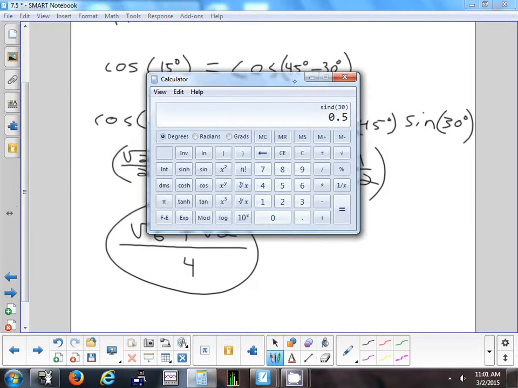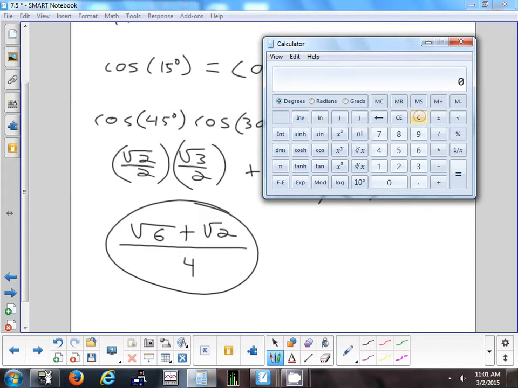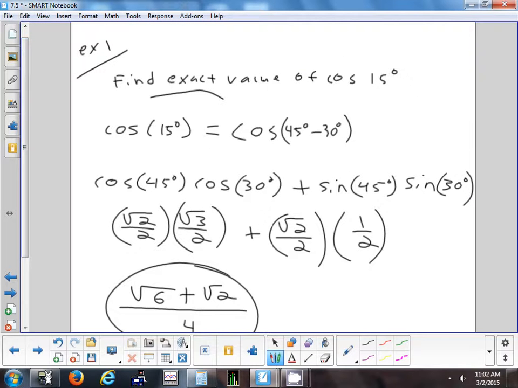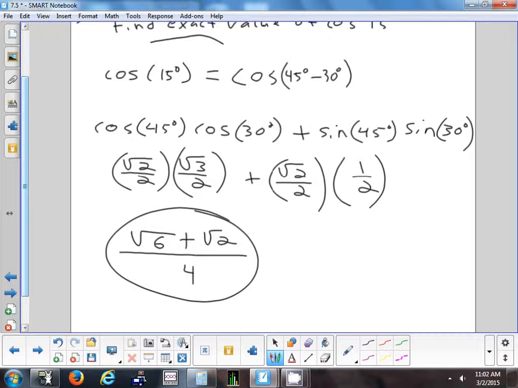What's nice about this? It's very easy to check. Take 15. The cosine is 0.9659. Let's type this in and see if we get the same thing. Square root of 6 plus square root of 2, divided by 4. 0.9659. So when I ask you for an exact value, this is the kind of stuff I'm looking for. Any question on that?